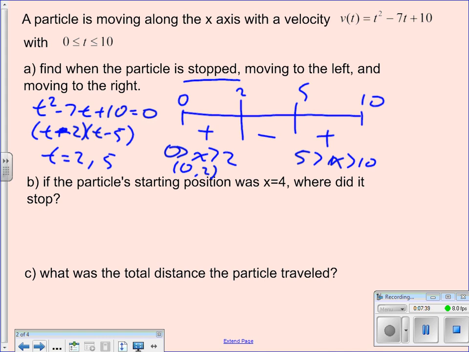Does that make sense? Often you need this for a particular problem in order to set things up. Now, part B. If the particle's starting position was x equals 4, where did it stop? What are we talking about here? We're talking about displacement. How far is it from where it started? Not how far it's traveled, but where it is from where it started.